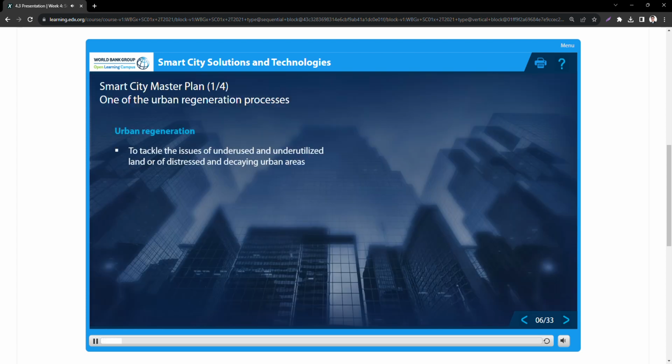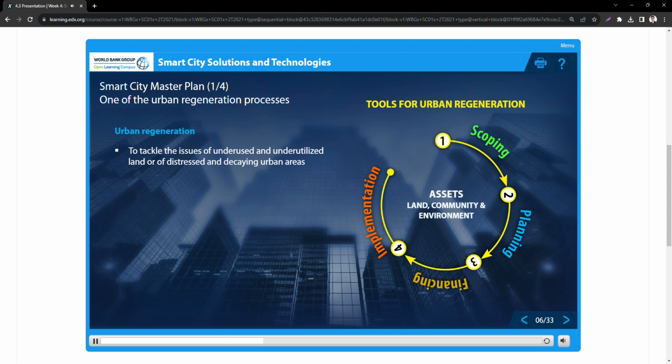Every city has pockets of underused and underutilized land or distressed and decaying urban areas. They are usually the results of changes from urban growth and productivity patterns. To tackle the issues of urban problems, cities around the world have designed complex processes of urban regeneration. To help identify the sequence of actions needed for a regeneration process, there can be 4 distinct phases: scoping, planning, financing, implementation. The master plan will be the sub-step of planning.